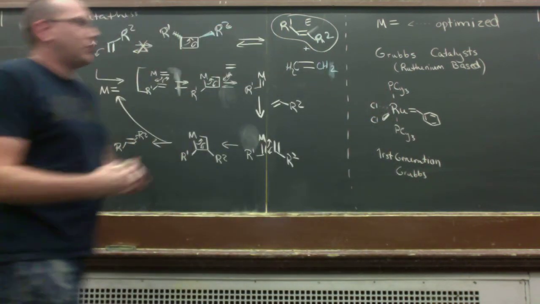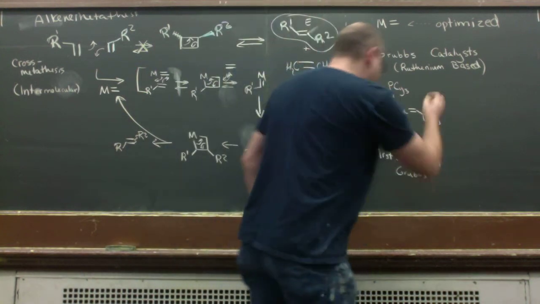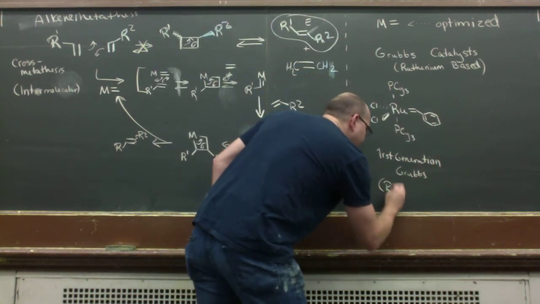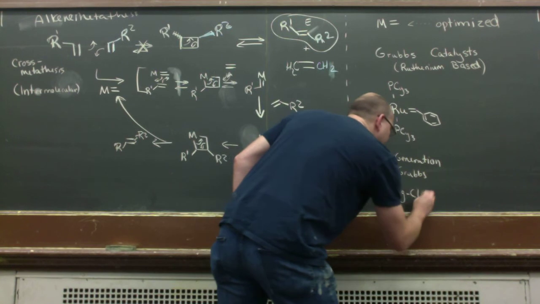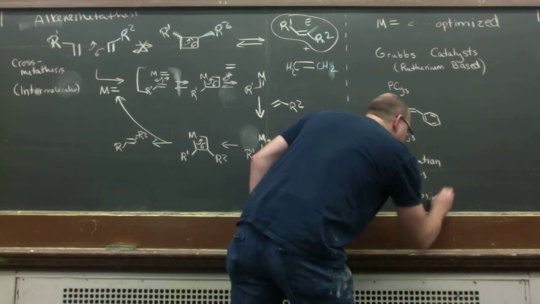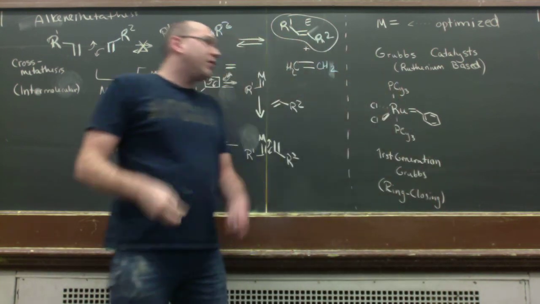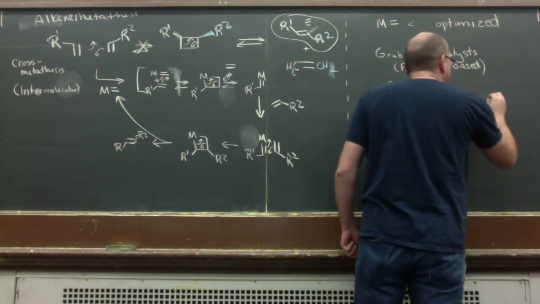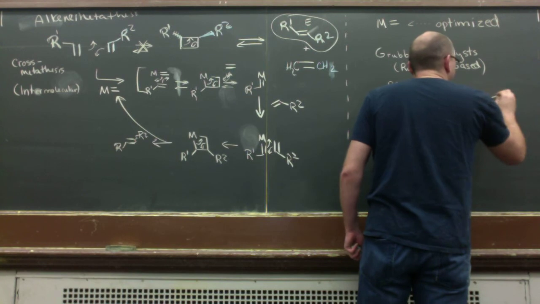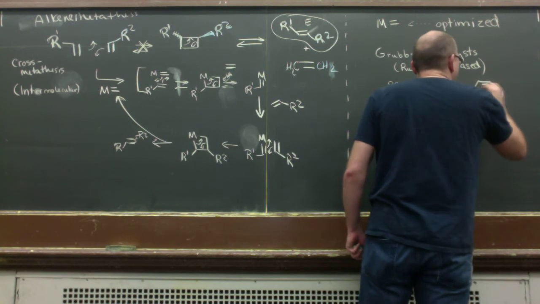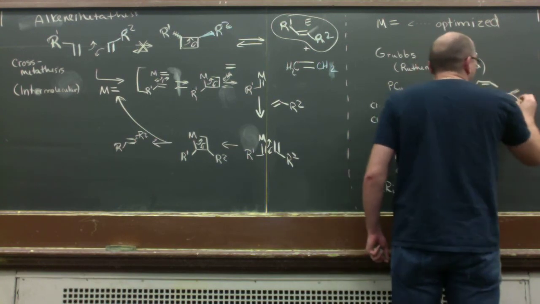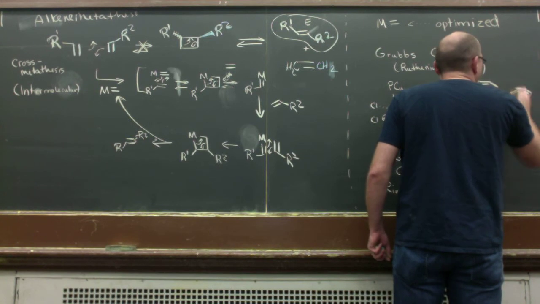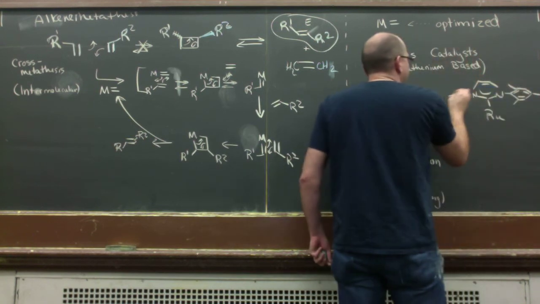And there's also a second generation metathesis catalyst. This is primarily used for ring closing. This is the sort of go-to for ring closing. It's a little bit less active than the first generation, and a little less stable. And then there is what's referred to as the second generation Grubbs catalyst.